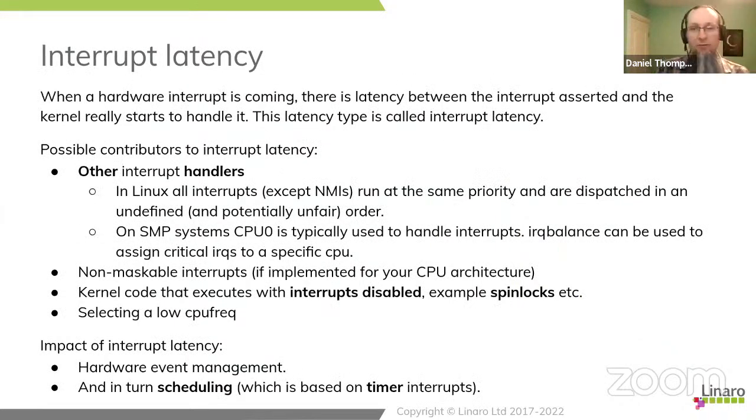It means the cost of receiving some event and getting the CPU running again. Interrupt latency, like I say, hardware latency does exist. There are a few cycles needed for the CPU to capture the original program counter and stack pointer and swap in whatever else is coming. But the predominant contributor to interrupt latency comes from two sources, one of which is other interrupt handlers, especially on Linux. On Linux, until we introduce preempt RT, all interrupts run at the same priority and are dispatched in an undefined and potentially unfair order.